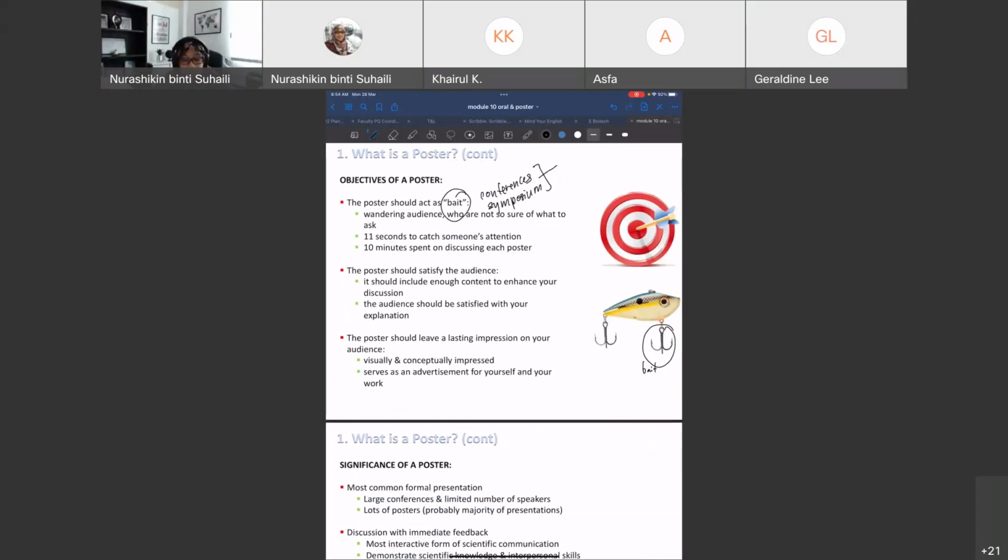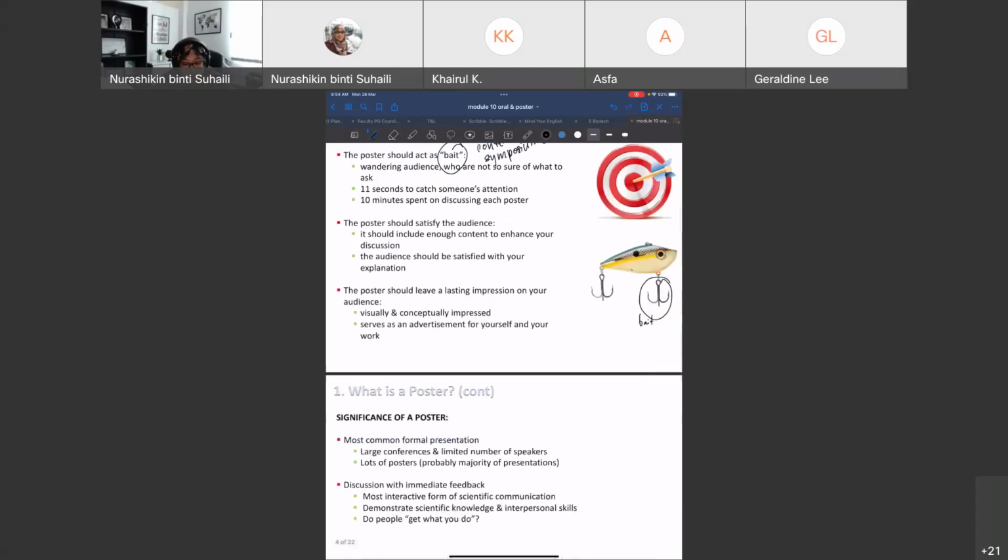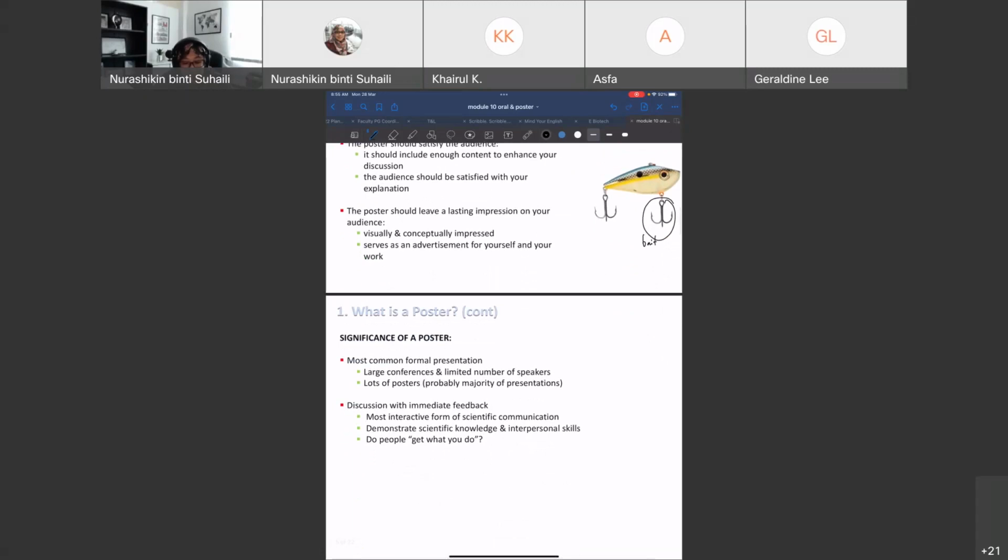Right. So the poster should satisfy the audience. It should include enough content to enhance your discussion. The audience should be satisfied with the explanation. It should leave a lasting impression on your audience. So this is a very important point. Whenever people see your poster, you have something very significant that makes people remember you.